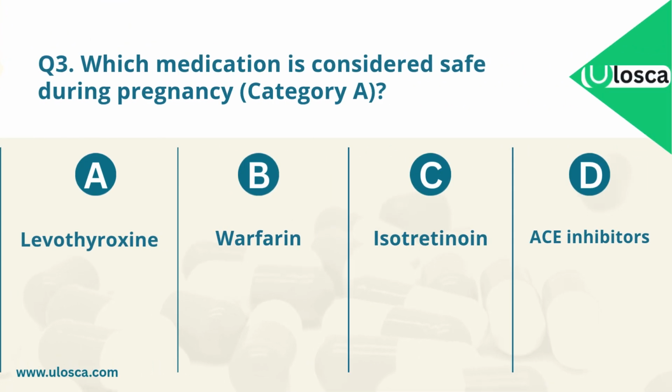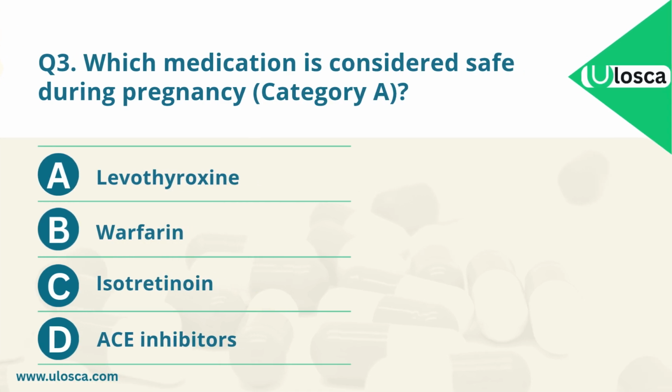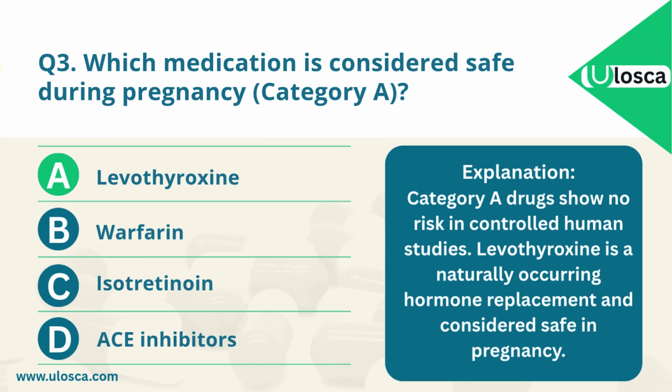Question 3. Which medication is considered safe during pregnancy? A. Levothyroxine. B. Warfarin. C. Isotretinoin. D. ACE inhibitors. Which one is the correct answer? The correct answer is A. Levothyroxine. Explanation. Category A. Drugs show no risk in controlled human studies. Levothyroxine is a naturally occurring hormone replacement and considered safe in pregnancy.